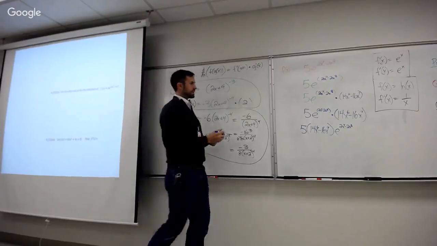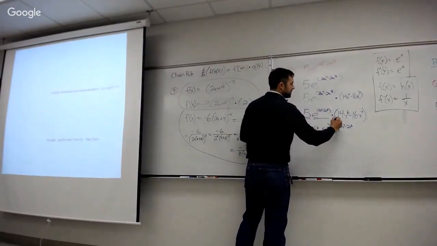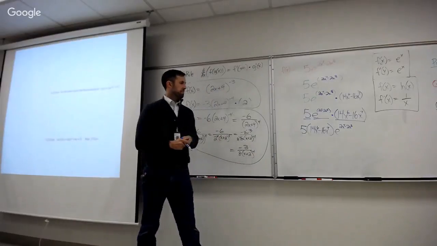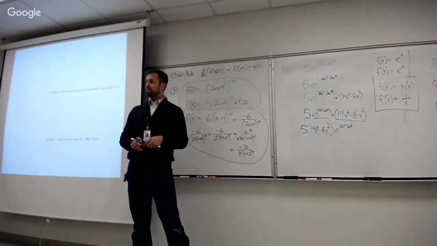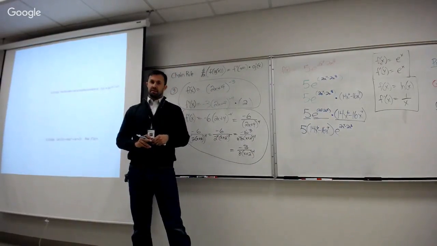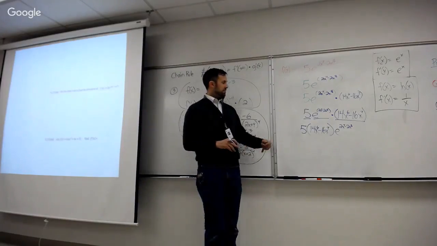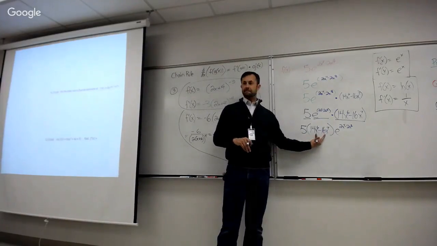I guess the key thing is here we have 3 terms. We have a 5, we have an e to the, and we have a binomial. Now, could I simplify this further? And by simplify, we just mean factor. Can I factor anything out of here?